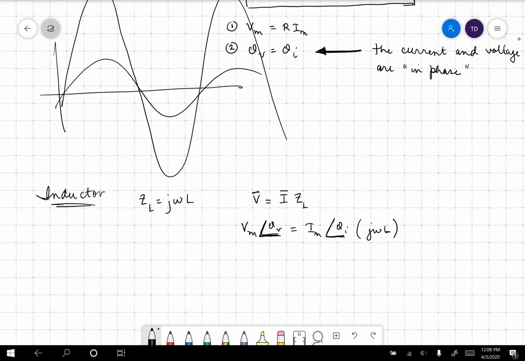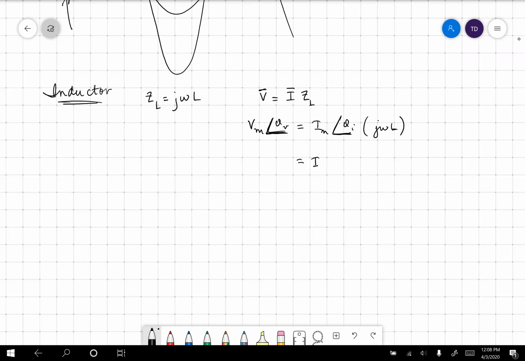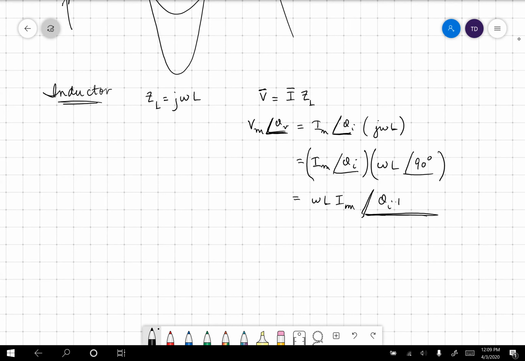Okay, I'm going to be clever here. I hope you think I'm clever today. This is I sub m at an angle of theta I times j omega L at an angle of 90 degrees, right? This is purely imaginary. This is omega L I sub m, so that's how it affects the amplitude, omega L I sub m, at an angle of, remind me what I do to the angles when I multiply? Add. Excellent. Theta I plus 90 degrees.